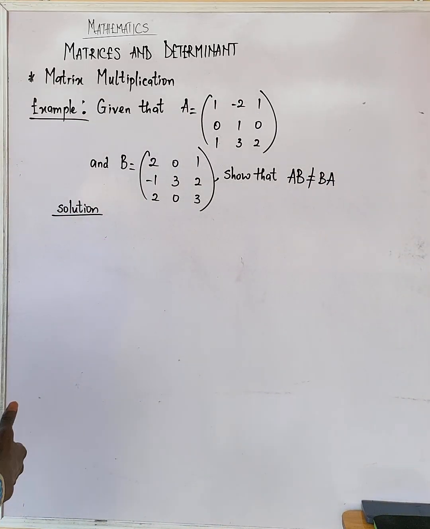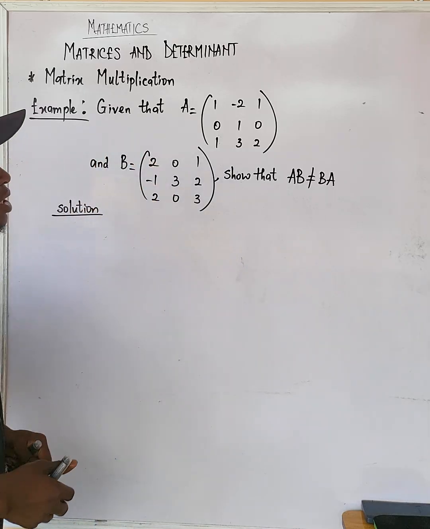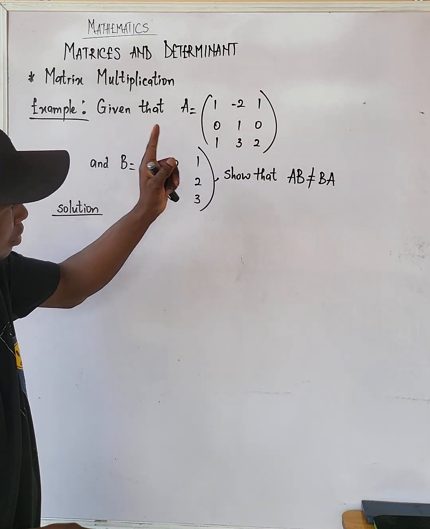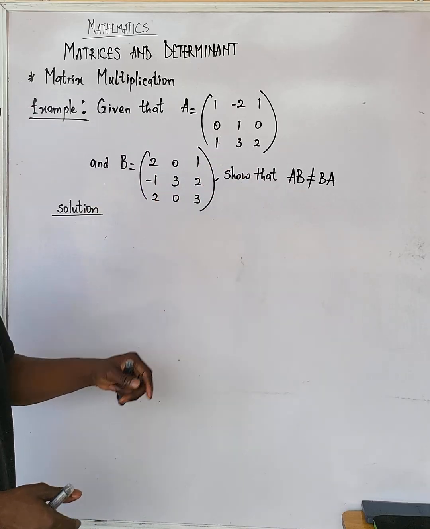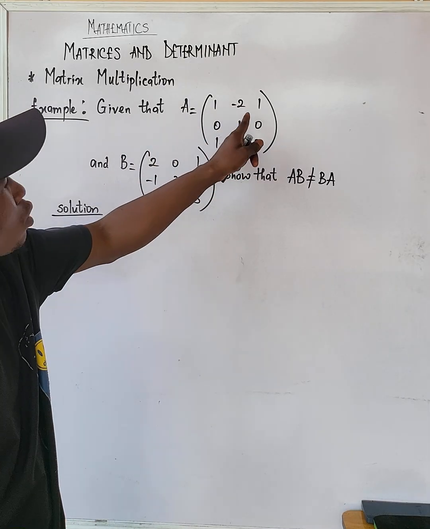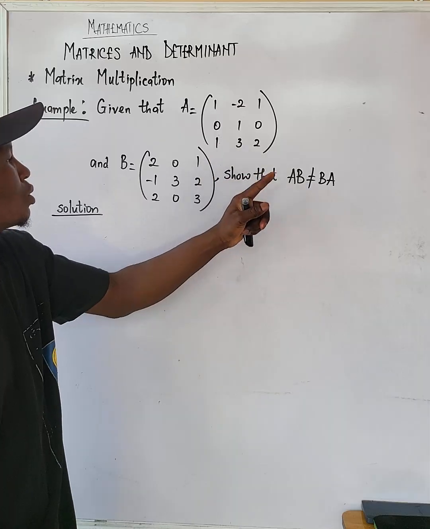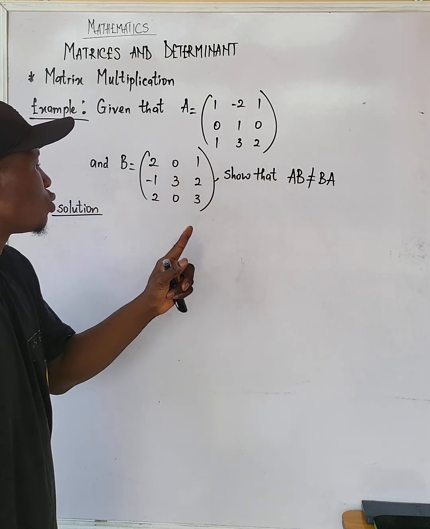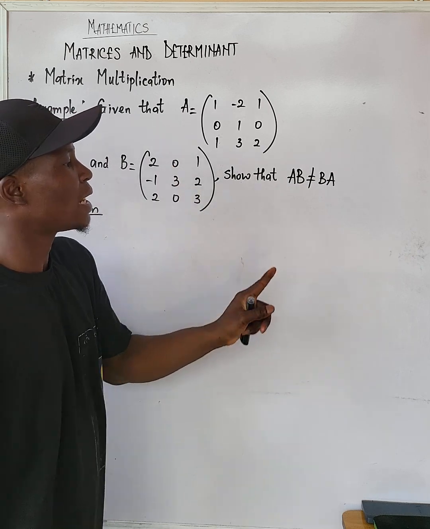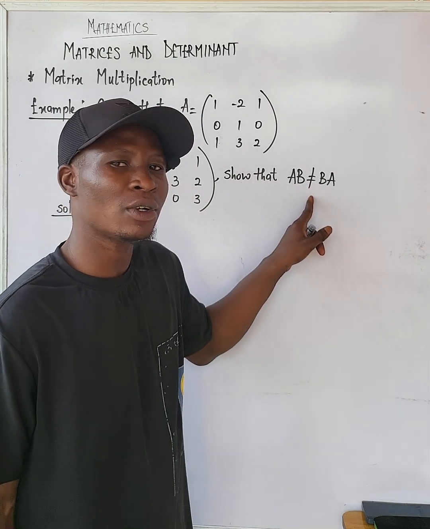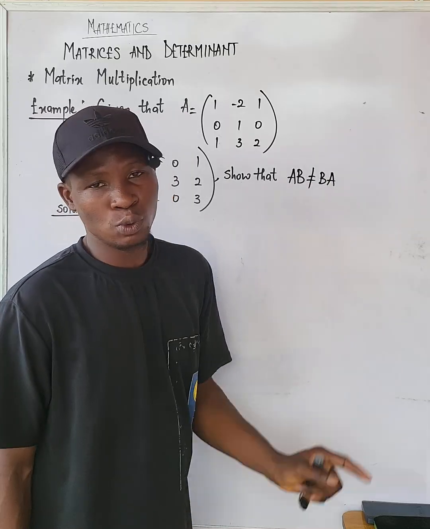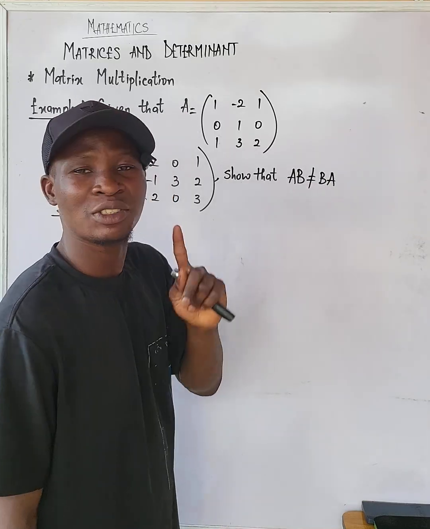Now, example. Given that we have a matrix A as 1 minus 2 1, 0 1 0, 1 3 2. And matrix B as what? 2 0 1, minus 1 3 2, 2 0 3. Show that AB, when you see this sign, what does it mean? It means it's not equals to, right? Show that AB is not equals to BA. So I'll do for AB while you try for BA.